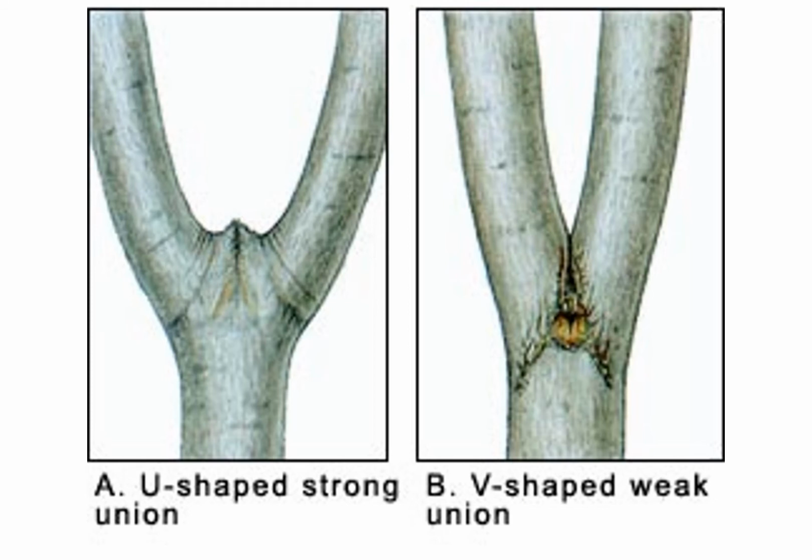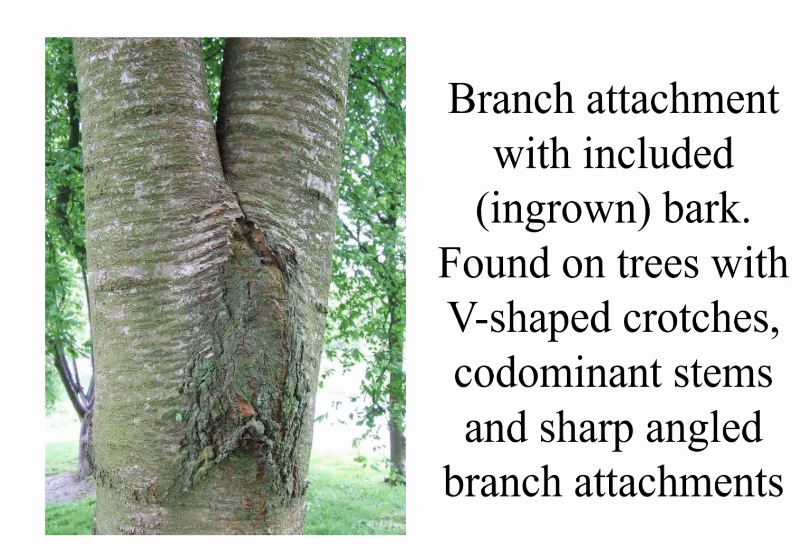Branches with strong U-shaped attachment should be retained, while branches with V-shaped attachment and included bark should be removed. Branch attachments with included or ingrown bark are often found on trees with V-shaped crotches, codominant stems, and sharp-angled branch attachments.